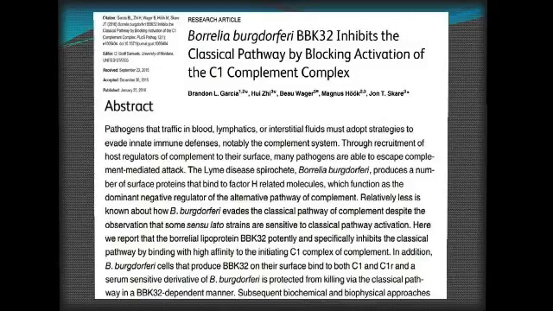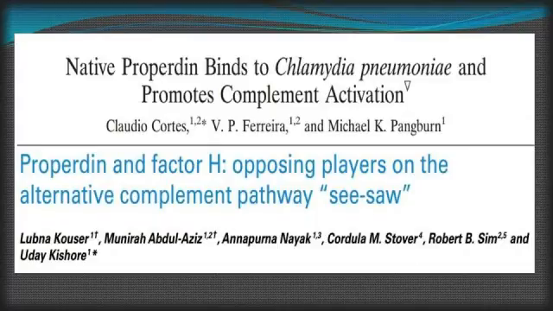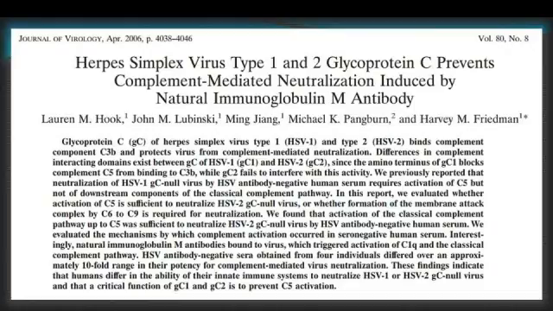This study is showing that Lyme is also blocking the classical pathway through C1, and that again is in the initiation part of complement. Chlamydia pneumoniae is more common in ALS patients, and what the body needs to fight it is something called properdin, and factor H and properdin have to be in balance for properdin to work properly. Herpes simplex virus 1 is very common in ALS, and it has an evasion strategy where it uses something called glycoprotein C to bind to C3b to prevent complement activation against it.